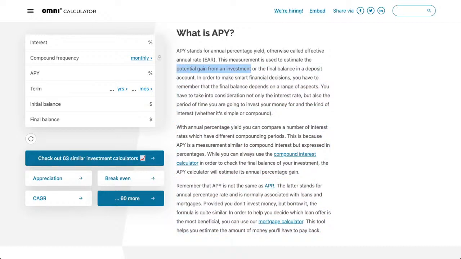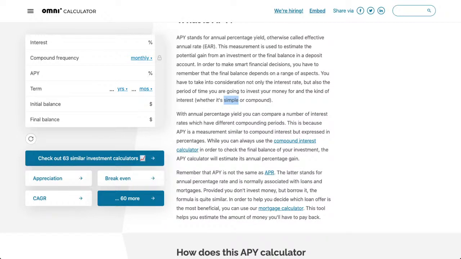In order to make smart financial decisions, you have to remember that the final balance depends on a range of aspects. You have to take into consideration not only the interest rate, so that's the interest rate here at the top, but also the period of time you're going to invest your money for, so that's the term here. So the interest and the term for your money on the calculator, and the kind of interest, whether it's simple or compound. Annual percentage yield is good for compound calculations, and you can also do simple as well, and we'll show you how to do that.